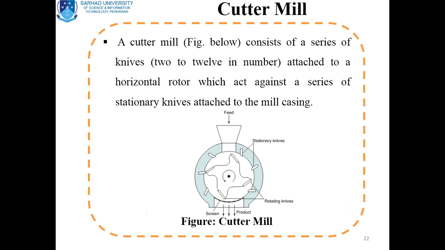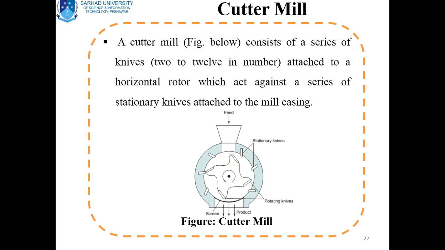Similarly, another mill is the cutter mill, which is a modification of the hammer mill. Instead of hammers, here two sets of cutters or knives are set, that is stationary knives and rotating knives, and similar to the hammer mill, a screen is set over here and the feed is introduced. A cutter mill consists of a series of knives, 2 to 12 in number, attached to a horizontal rotor, which acts against a series of stationary knives attached to the mill casing.